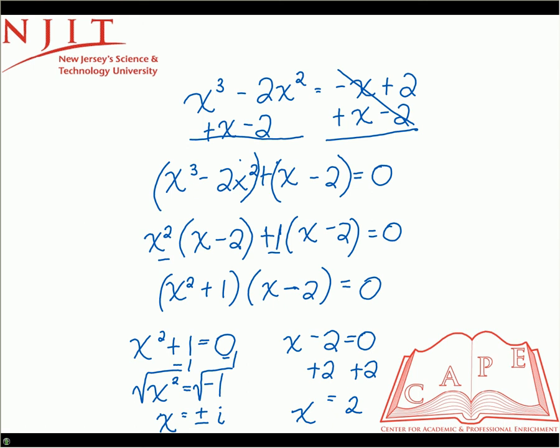So technically we have three answers: x is equal to 2, and x is equal to plus or minus i. If your professor says not to take imaginary numbers into account, then these would not be real solutions. Therefore, you would only have one real solution, which is x equal to 2. But that all depends on your professor.